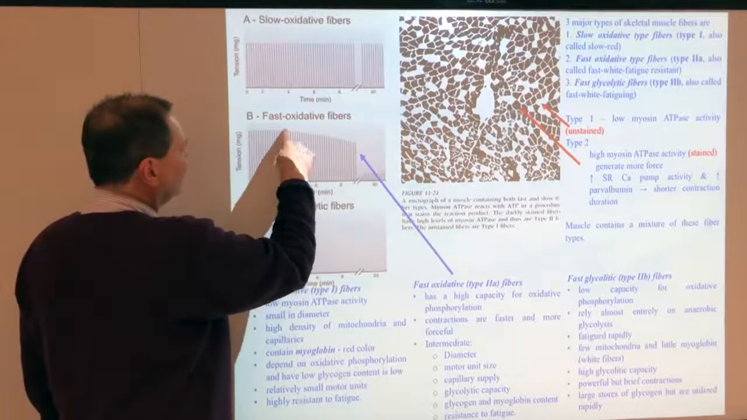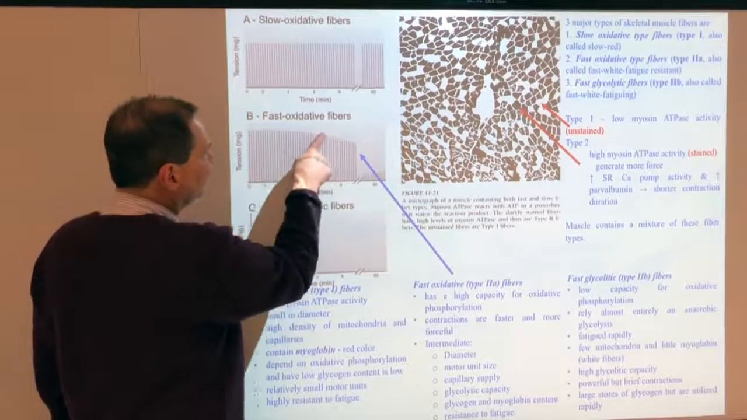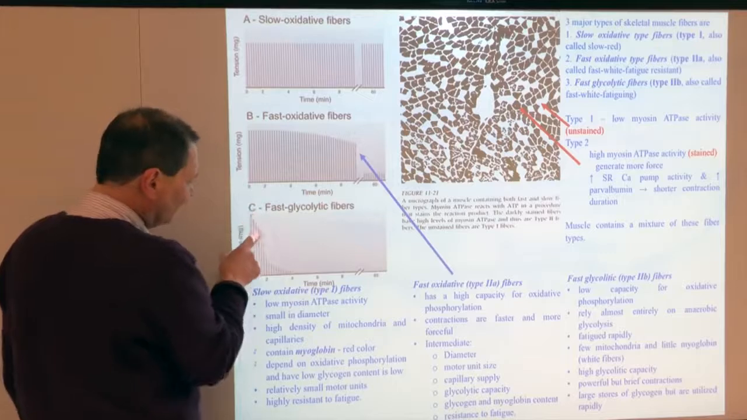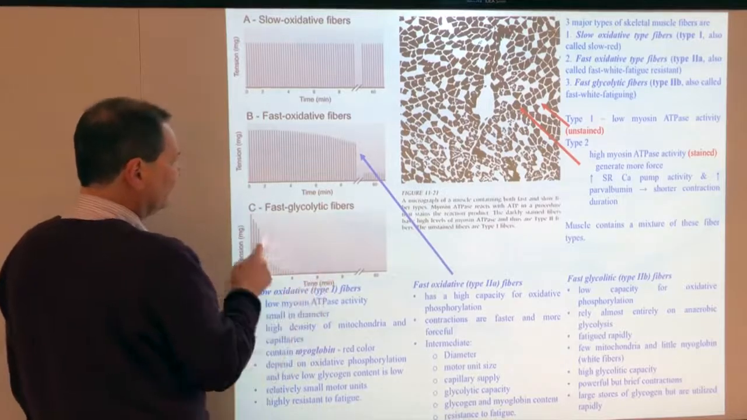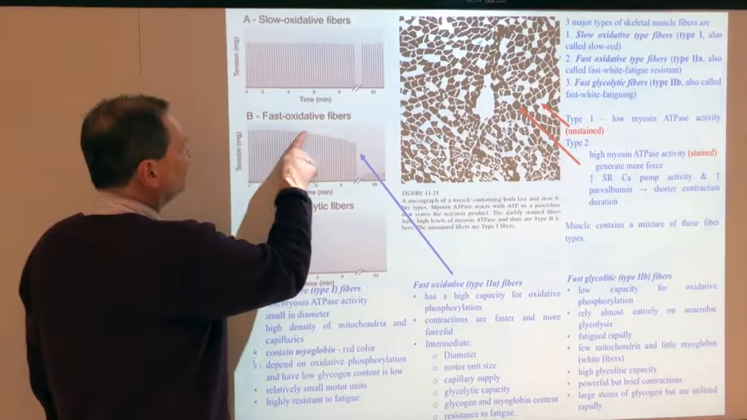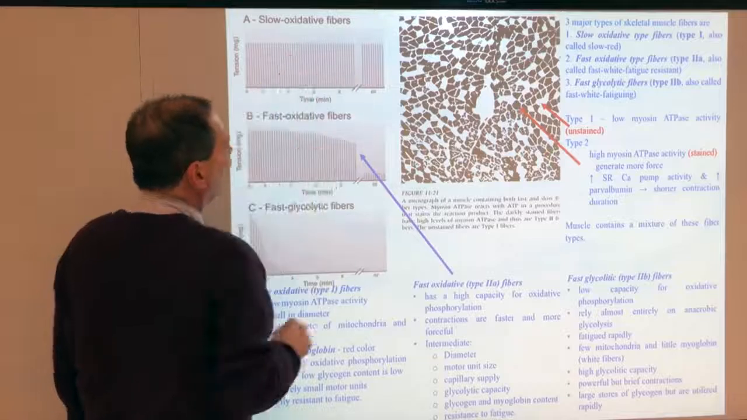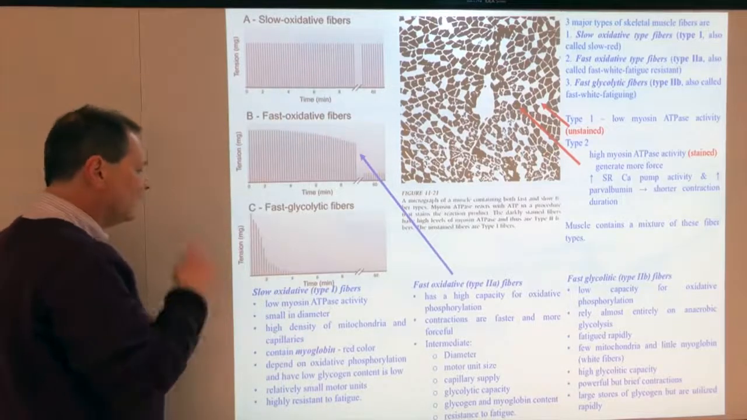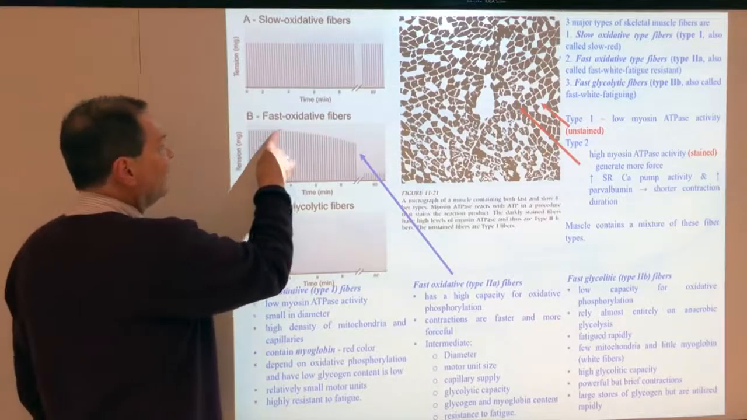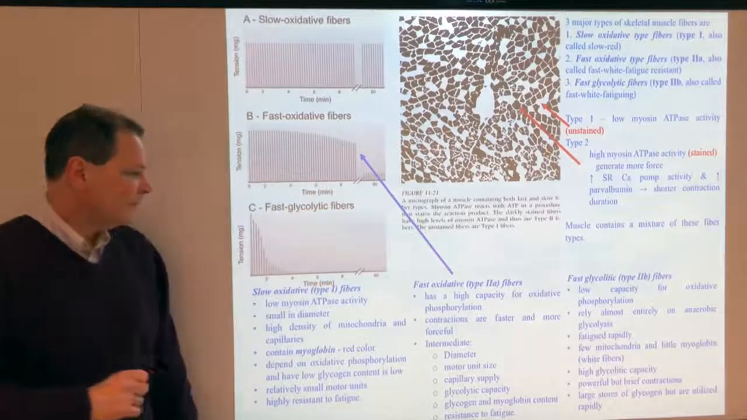These generate a goodly amount of tension for a good period of time, but see how they fall off. They don't fall off as quickly as the type 2B, the fast glycolytic, but they do fall off more rapidly than the type 1, the slow oxidative. So the fast oxidative fibers are intermediate, okay?